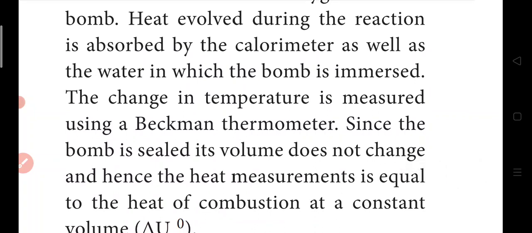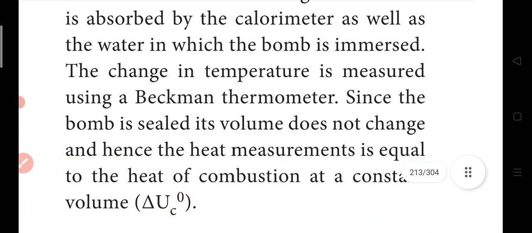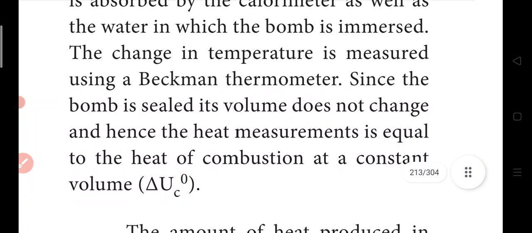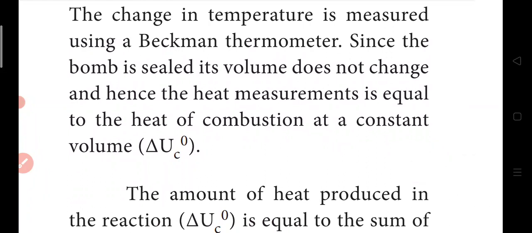So we know the amount of substance we have taken also. The thermometer used to note the temperature is the Beckmann thermometer, they are saying. And since the bomb is sealed, its volume does not change, and hence the heat measured is equal to the heat of the combustion at a constant volume. What they are saying is, since everything is completely sealed, the platinum crucible is protected by a silver vessel, and that is protected by another vessel, locked very tightly, so there is no change in the volume. That is what they initially said, at constant volume.